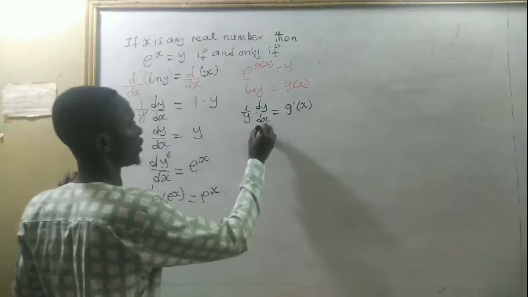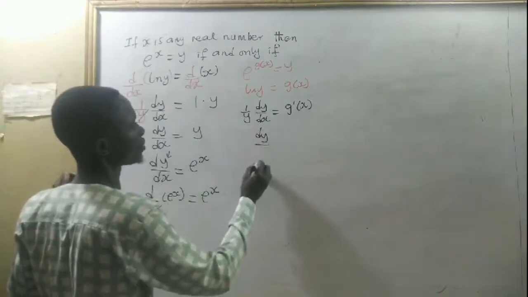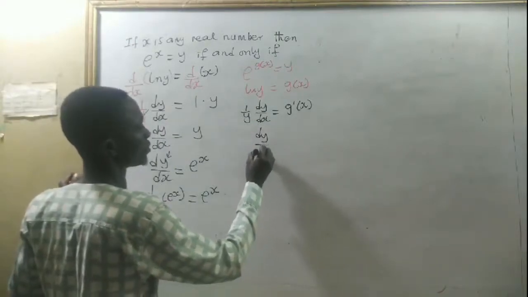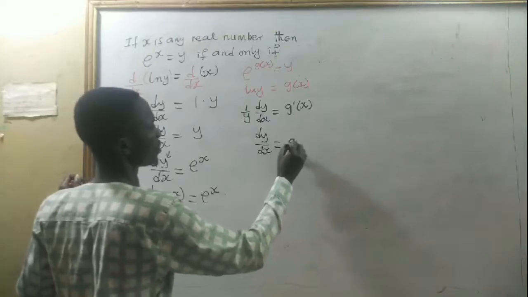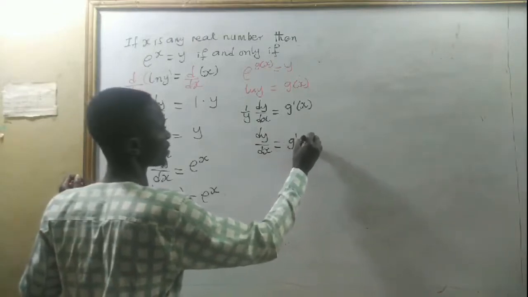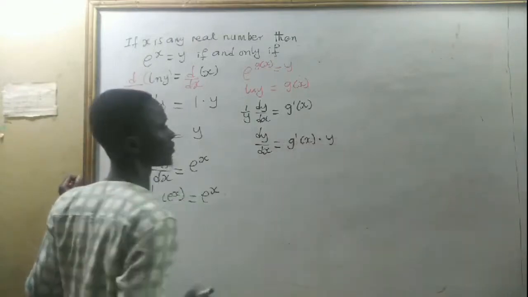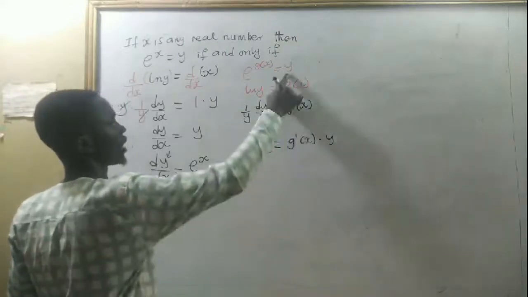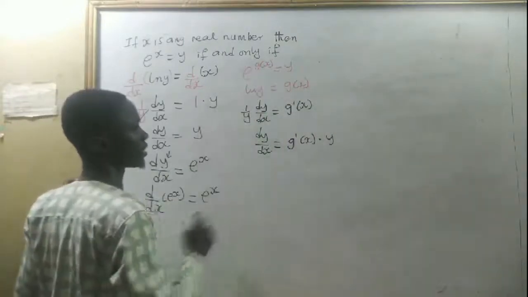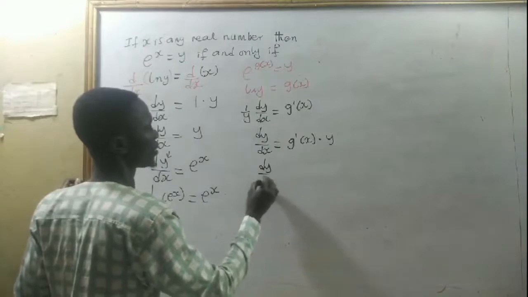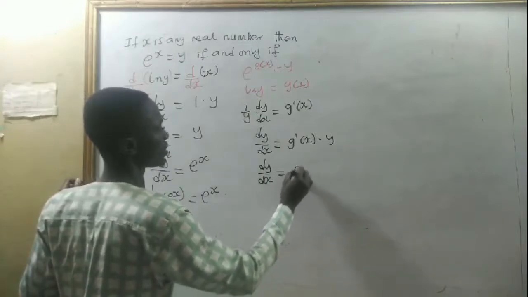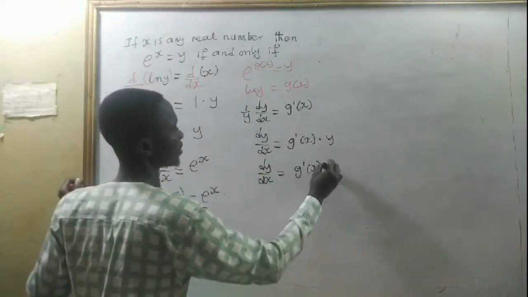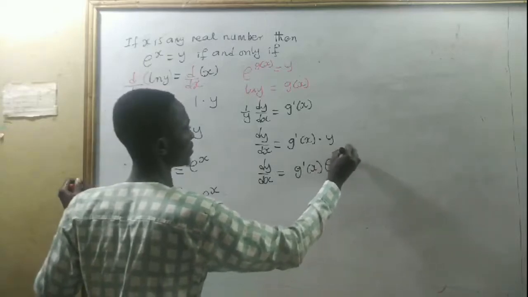So here we are going to have dy/dx equal to g prime of x times y. And what is y? y is equal to e to the power g of x. So here the derivative of y with respect to x will give us g prime of x times e to the power g of x.